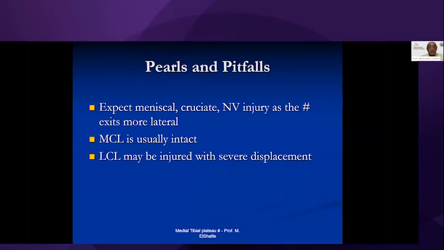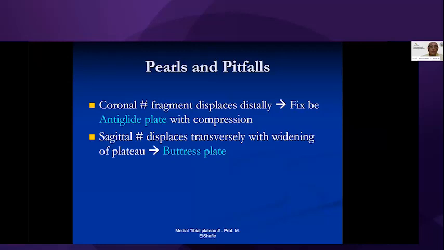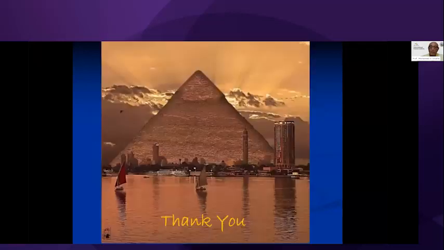Expect meniscal, cruciate and neurovascular injury as the fracture exits more laterally. The MCL is usually intact. The lateral collateral ligament may be injured with severe displacement. The coronal fracture fragment displaces distally, so it must be fixed by an anti-glide plate with compression. However, the sagittal fracture of the medial tibial condyle displaces transversely with widening or translation, and it must be compressed by a buttress plate. Thank you very much.